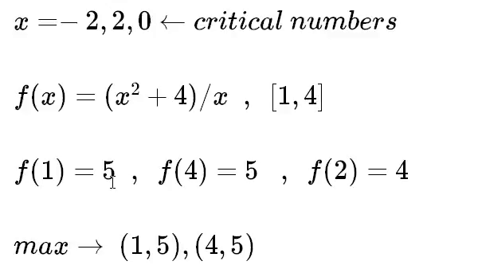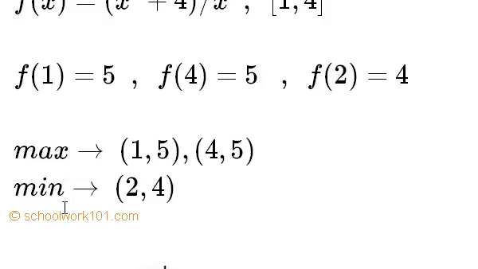Now, we have two maximums occurring, and of course a minimum. I went ahead and labeled here: the maximum is occurring at 1, with a value of 5, and also at 4, with a value of 5. And our minimum is occurring at 2, with a value of 4.